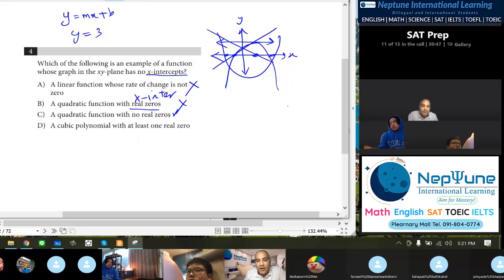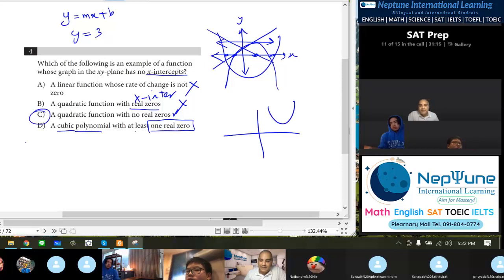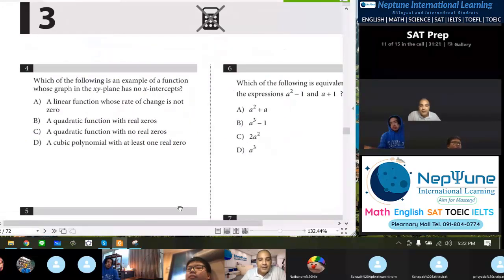Because if it doesn't have a real zero, it doesn't have x-intercepts. So that means a quadratic like this. This one doesn't have real zeros. This one says at least, we don't really need to care about this one. We care about at least one real zero. One real zero means one x-intercept. Real zero is another term for x-intercept. Everyone good? So the answer is C. I'm moving to the next question, question 5.